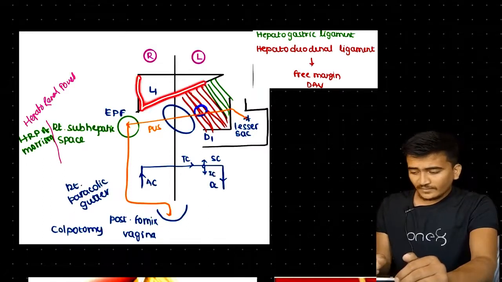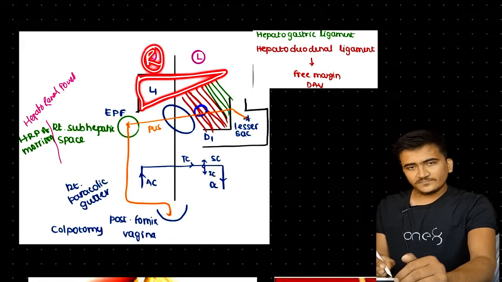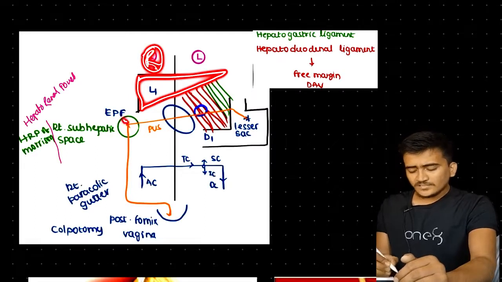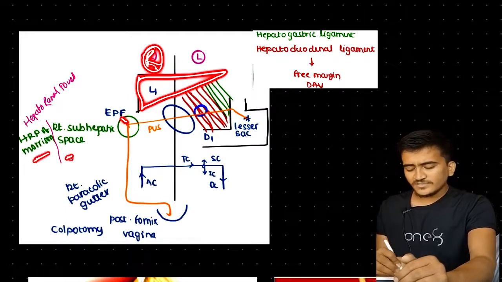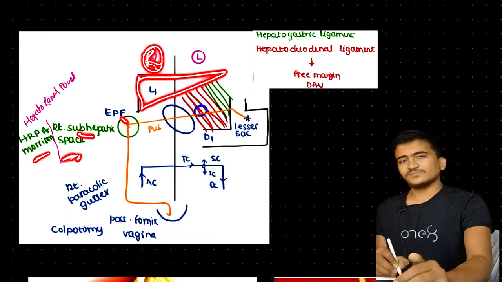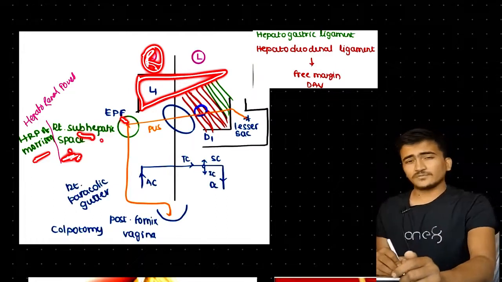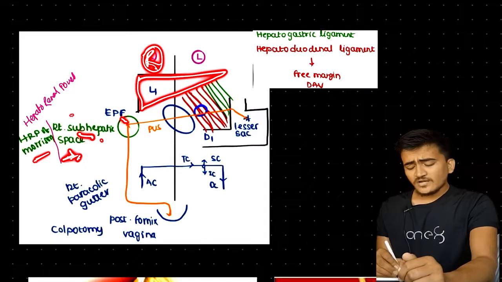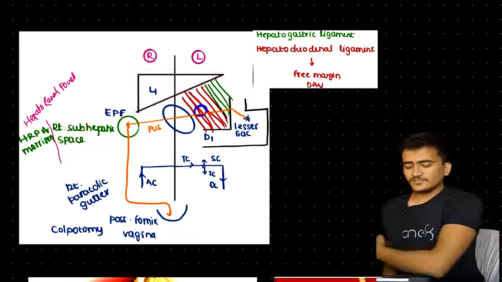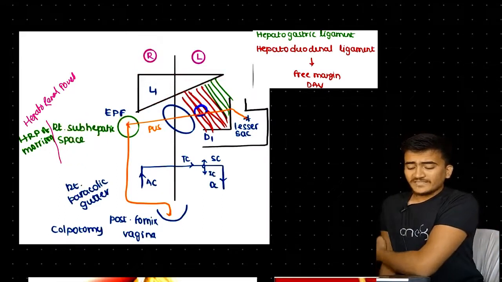This is our liver, and this is our right side, the right lobe of the liver. So this space is present on the right side, beneath our liver, behind the liver. So it is the right subhepatic space.